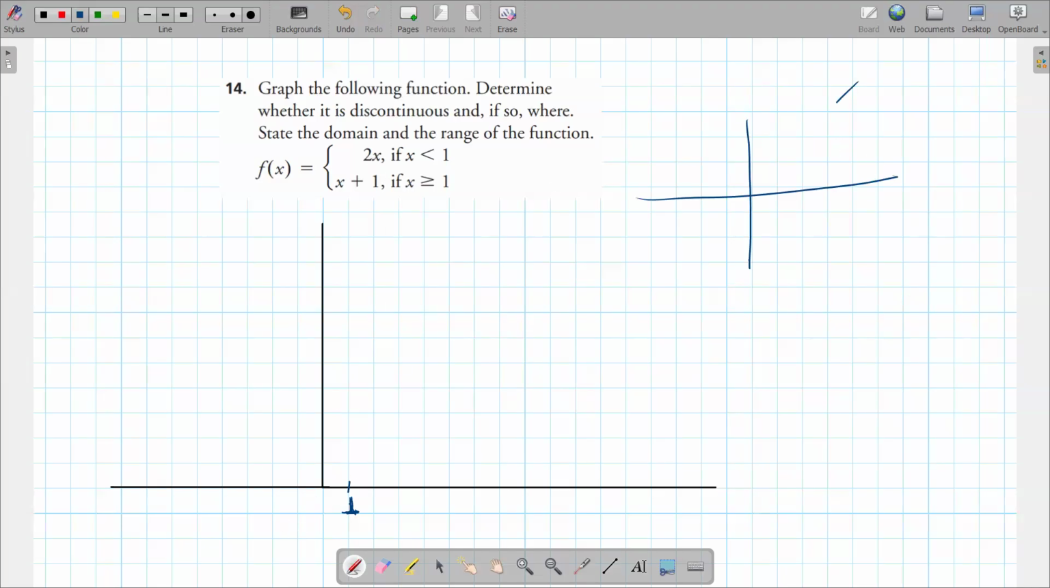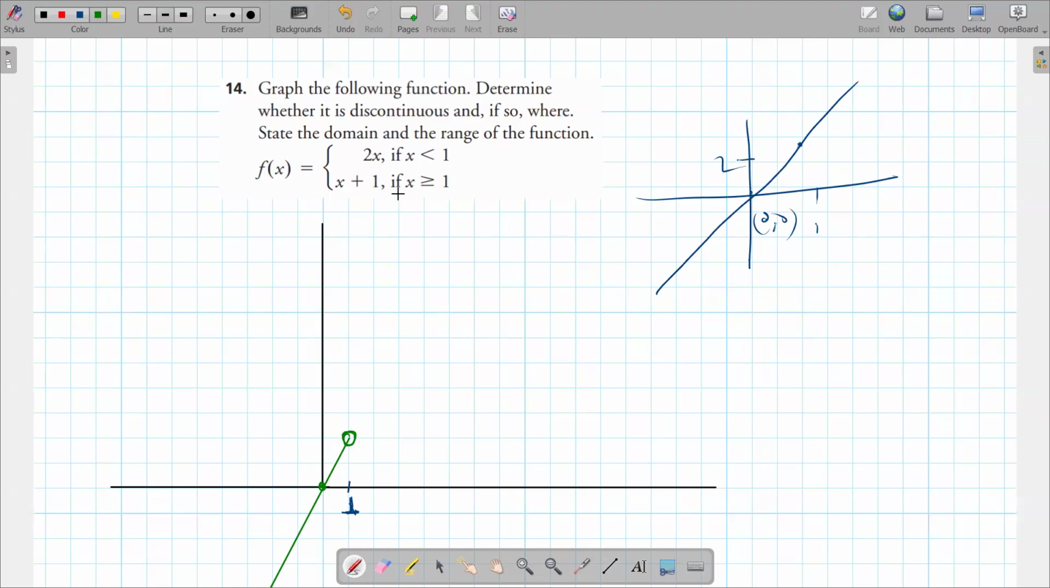What does 2x look like? Like this. 1, 2, right? 0, 0. You know what 2x looks like. So it goes through the origin, and the slope is 2. But this function is only valid to the left of 1. And is 1 inclusive? No, it's not. It's exclusive. That's why I'm denoting that by an open circle. And therefore, my first piece, I'm just going to connect these dots, will look something like that. So that's 2x.